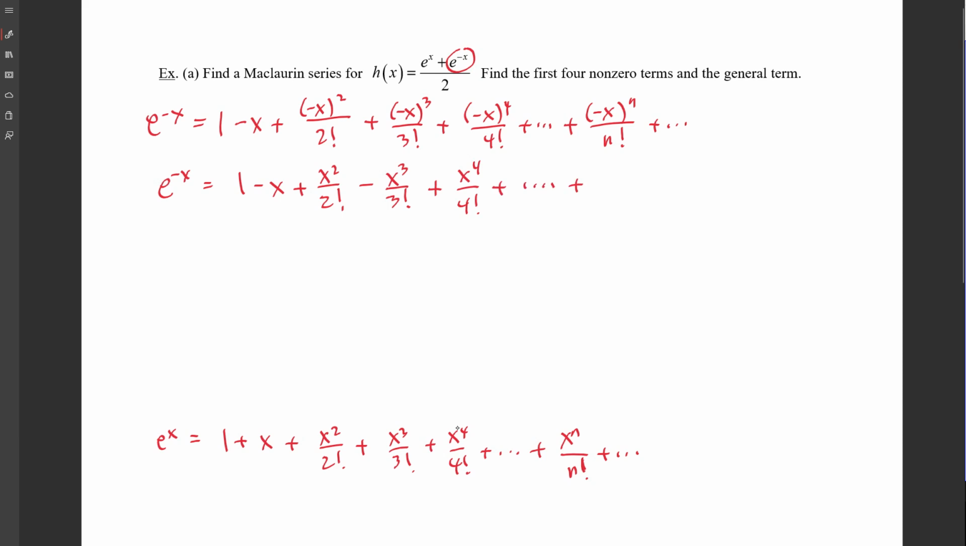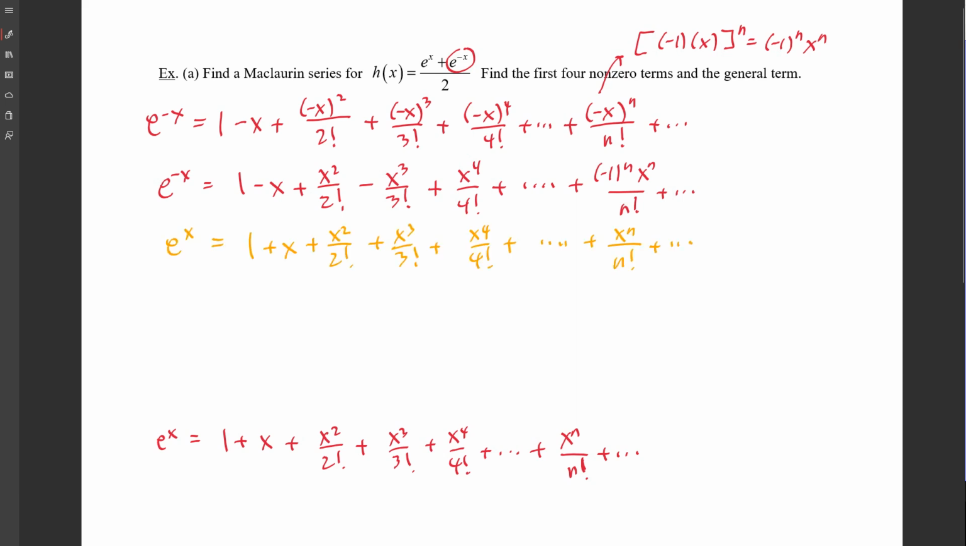This is kind of difficult to see, but this is really the same thing as negative 1 times x raised to the nth power, and the n will distribute here. So this will be negative 1 to the nth power times x to the nth power over n factorial plus dot dot dot. All right, so I have e to the negative x. I also have e to the x.